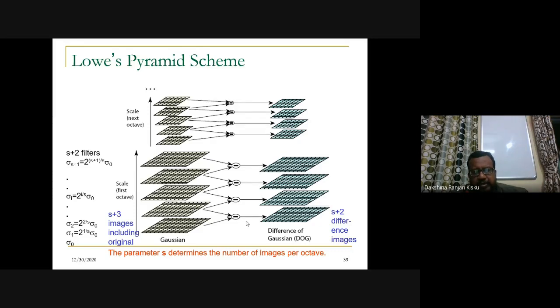When you take the difference of any two consecutive scales in any octave, we get the difference of Gaussian, shown on the right-hand side. In each octave, if the number of scales is five, then we obtain four difference of Gaussian representations. Similarly, in the second octave we get five scales for five different sigma values, and we obtain the same number of difference of Gaussians as in the first octave.